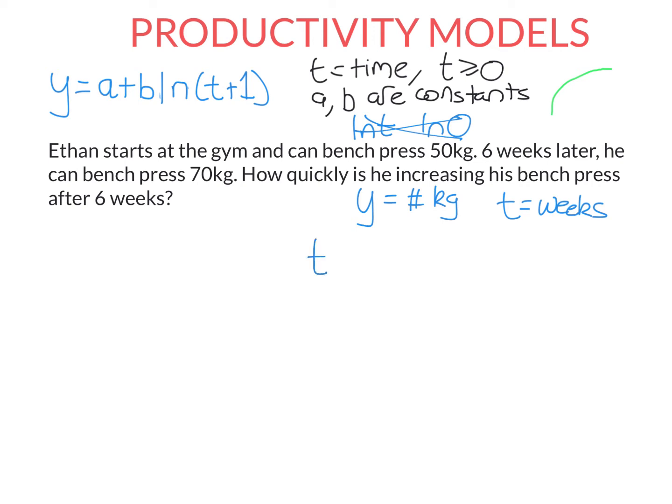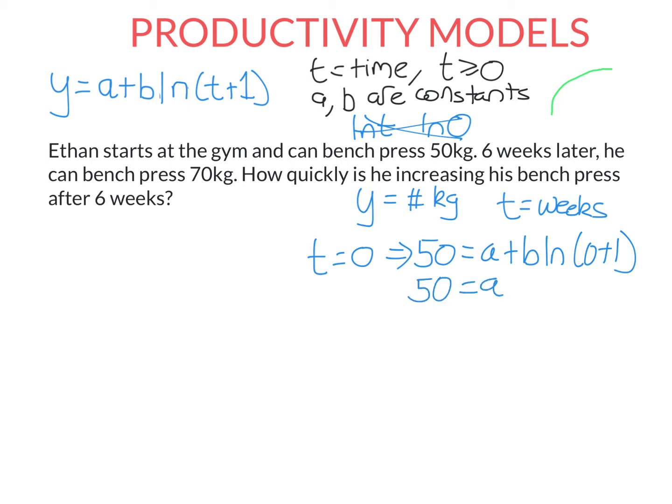So at the start, when t equals 0, we have y is equal to 50. So we have 50 equals a plus b ln of 0 plus 1. Again, the reason it's t plus 1 is so we can substitute t for 0. So the natural log of 1 is just 0. So we found here that 50 is equal to a. No coincidence there. a is always the initial value, how many of something you can do at the start.